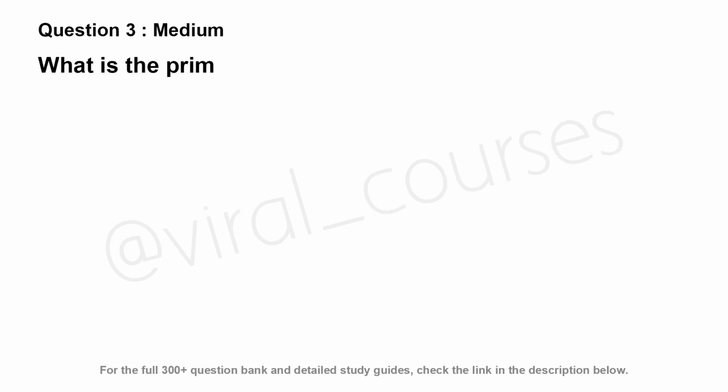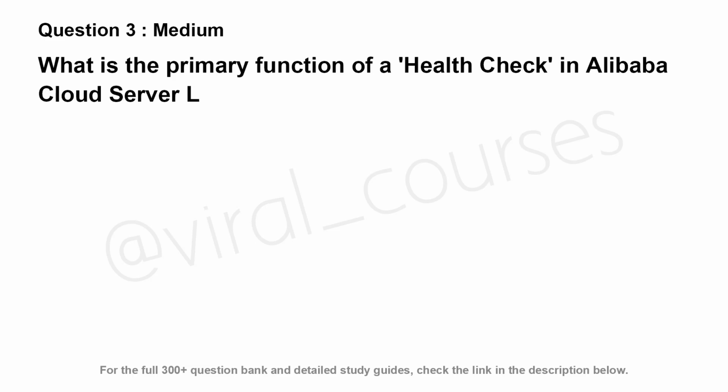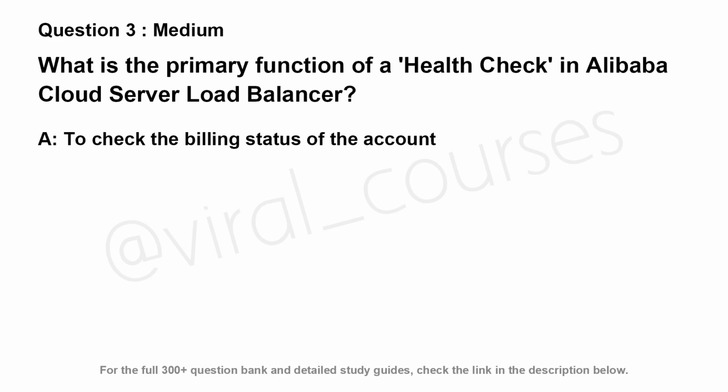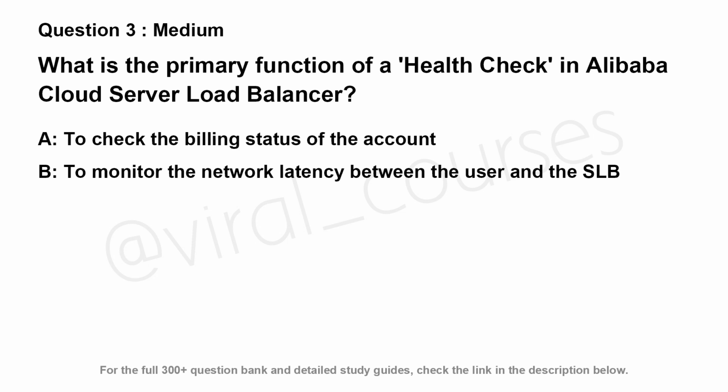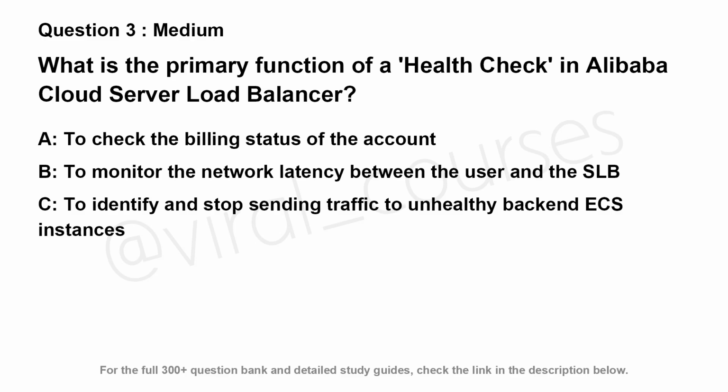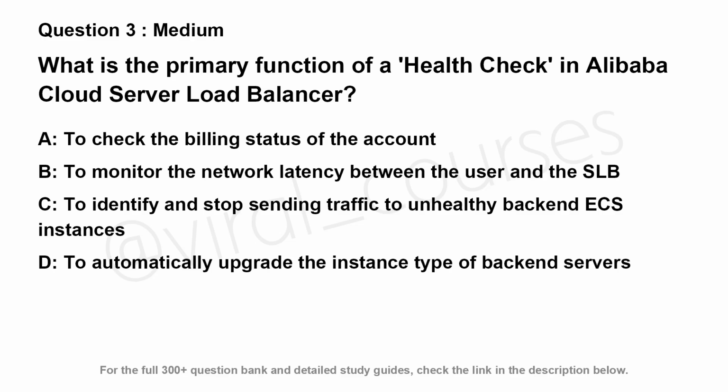What is the primary function of a health check in Alibaba Cloud Server Load Balancer? Option A, to check the billing status of the account. Option B, to monitor the network latency between the user and the SLB. Option C, to identify and stop sending traffic to unhealthy backend ECS instances. Option D, to automatically upgrade the instance type of backend servers.